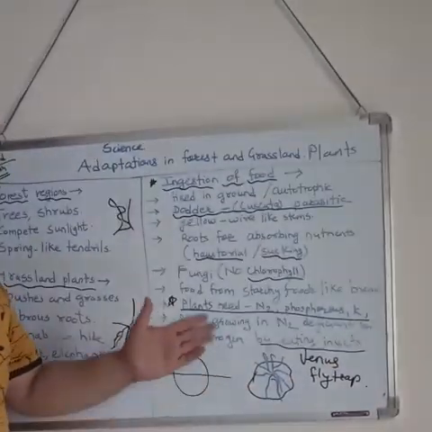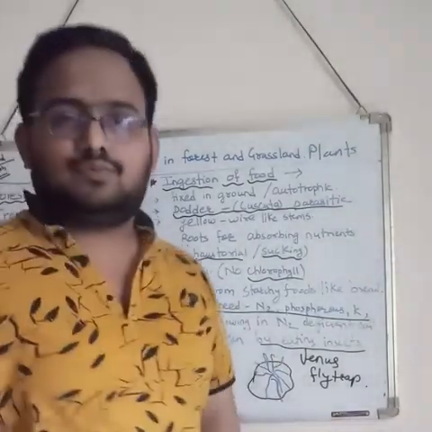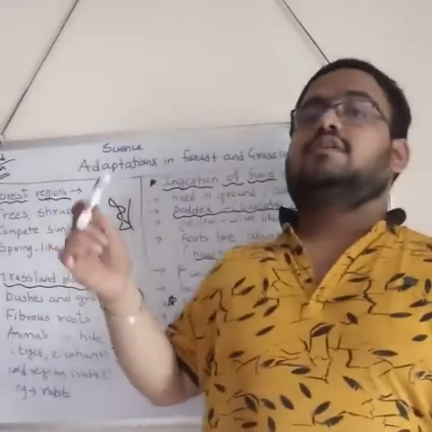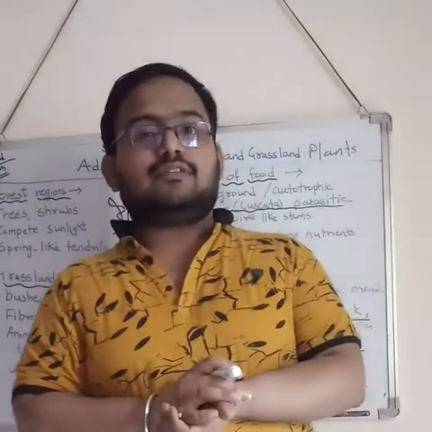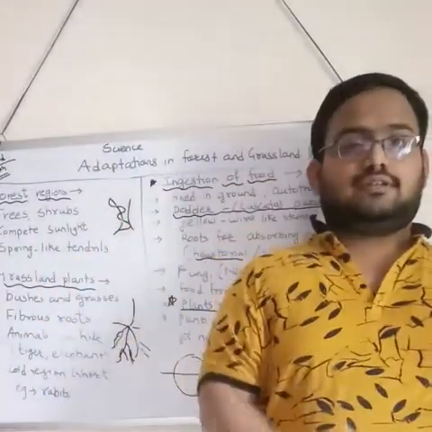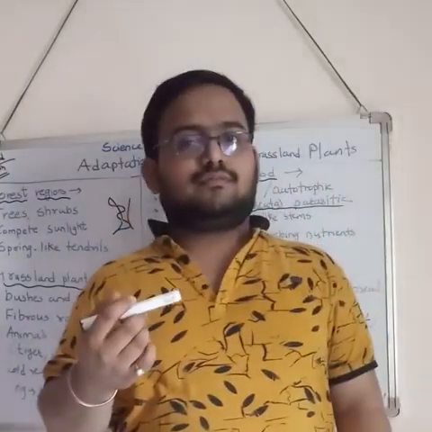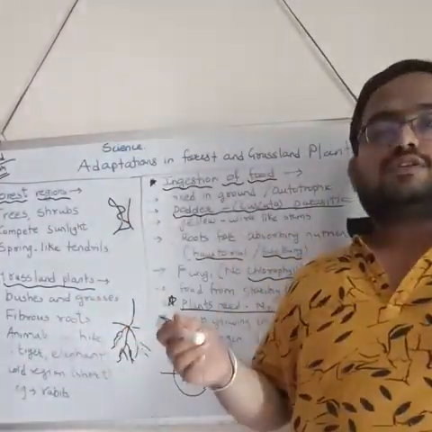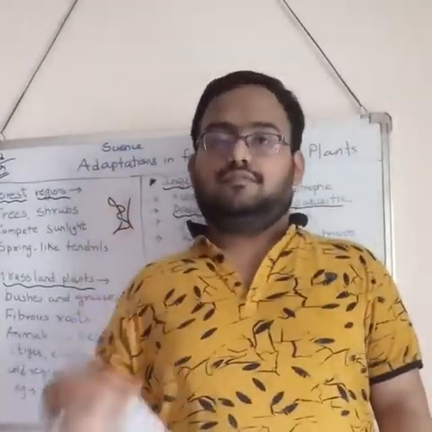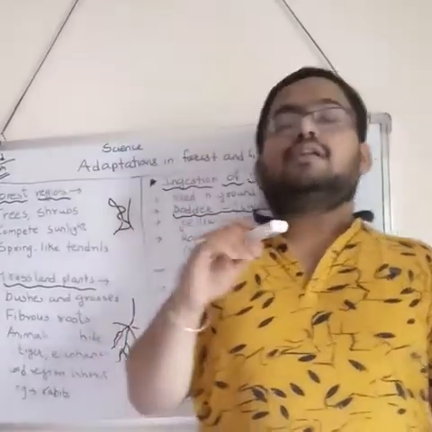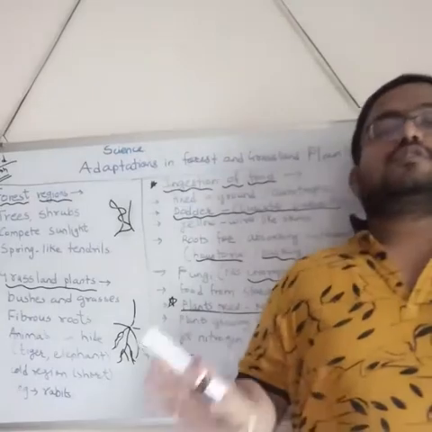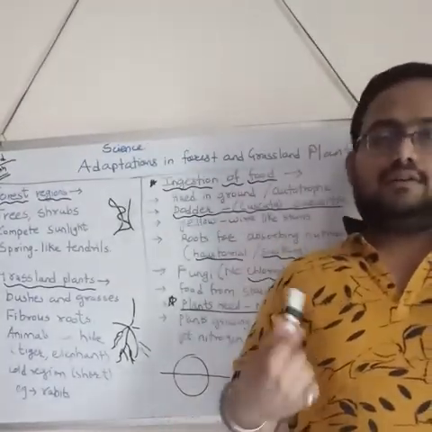Clear? Now we'll take a quick recap of what we have studied in today's video. First is forest regions. Trees and shrubs are tall because there is competition for sunlight. An example is spring-like tendrils. In the grassland region, we studied that there are a lot of grasses and bushes. They have fibrous roots to prevent soil erosion, that is, the decrease in the quality of soil. In the equatorial region, the grasses and bushes are tall so that animals like elephants and tigers can hide behind them. But in cold regions, grasses and bushes are short so that animals like rabbits can hide behind them.